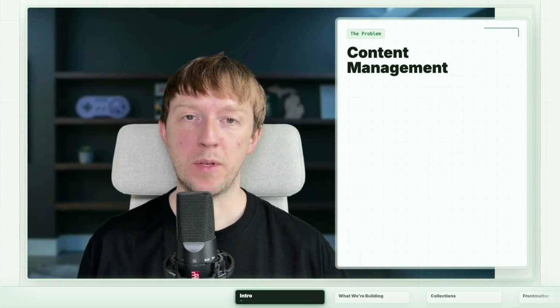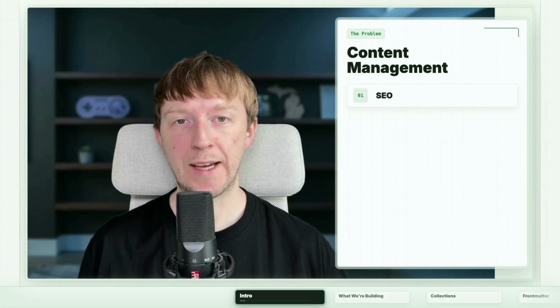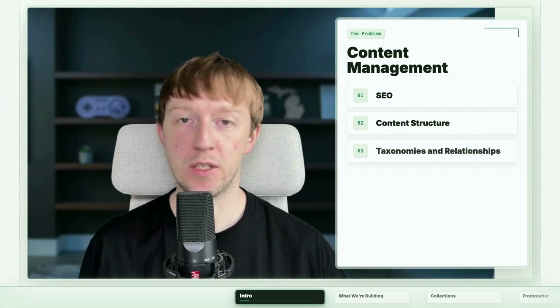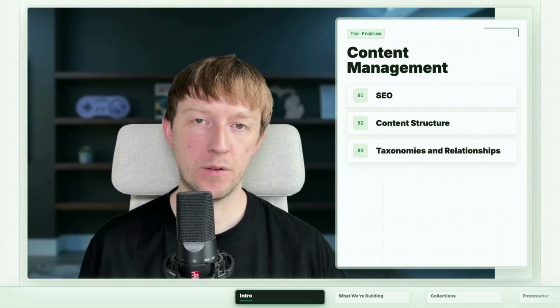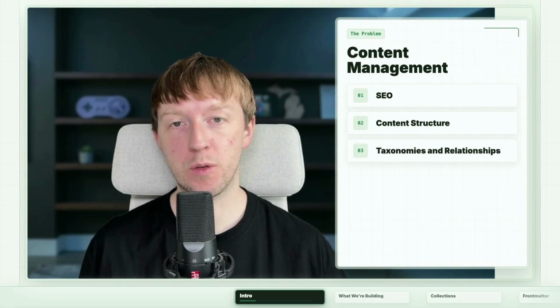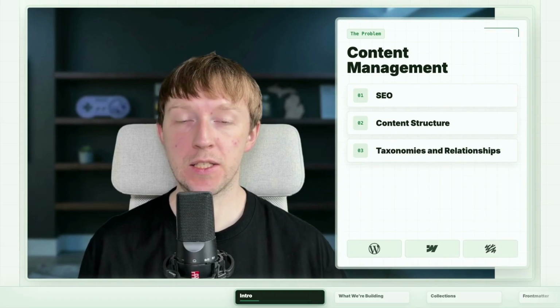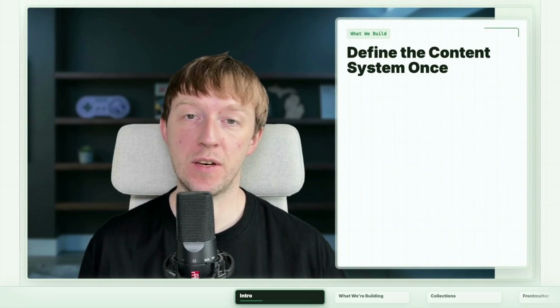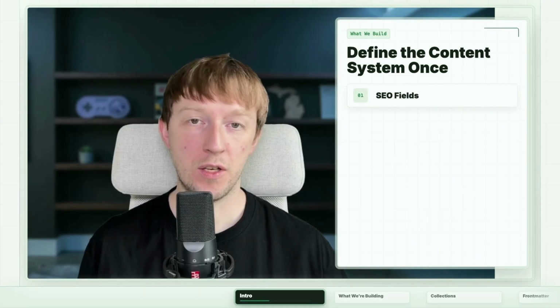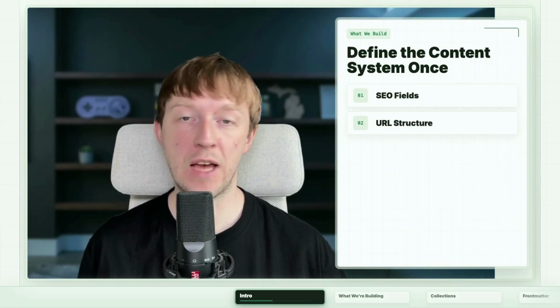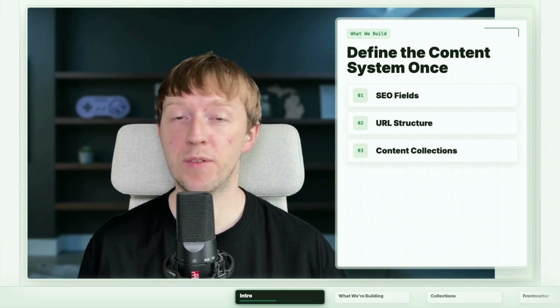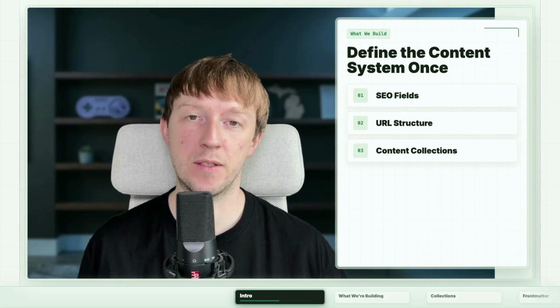If you don't know how to properly manage things like SEO, content structure, and relationships between content inside of Astro, or you're coming from somewhere like WordPress, Webflow, or Sanity, this is going to fix that. So in this video, I'm going to show you how to set up your content model for your SEO fields, your URL structure, and your Astro content collections. And you won't have to rely on traditional CMSs.